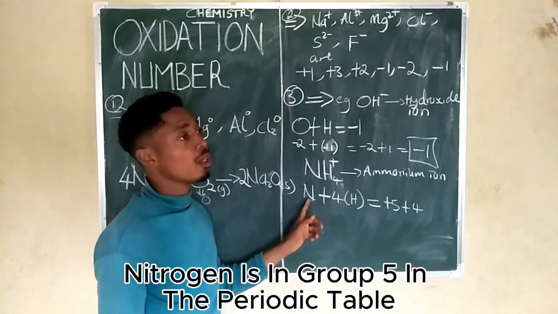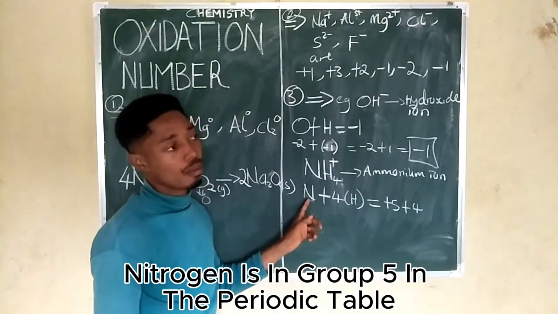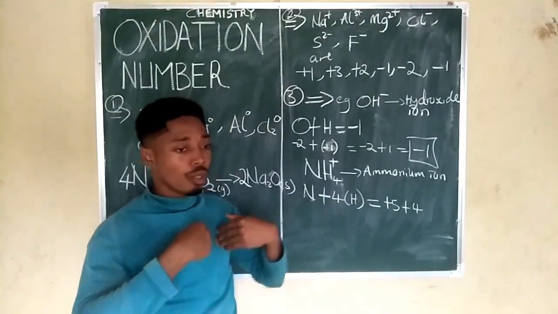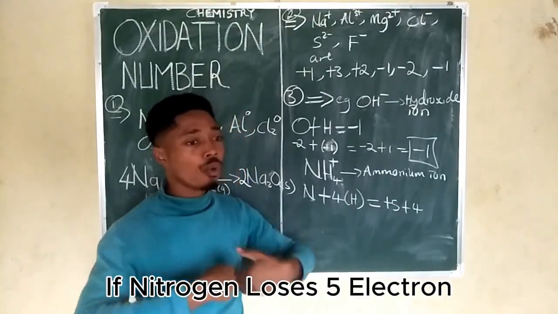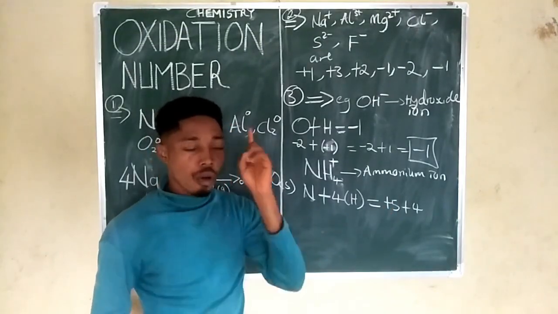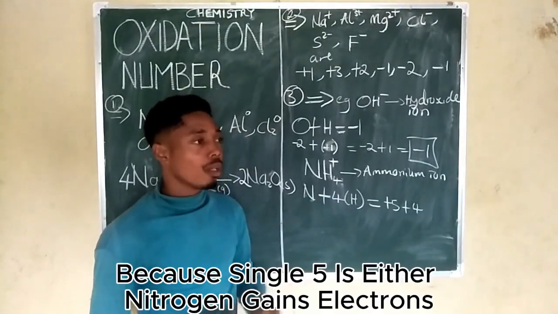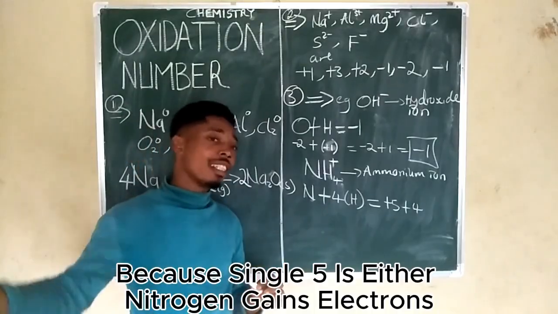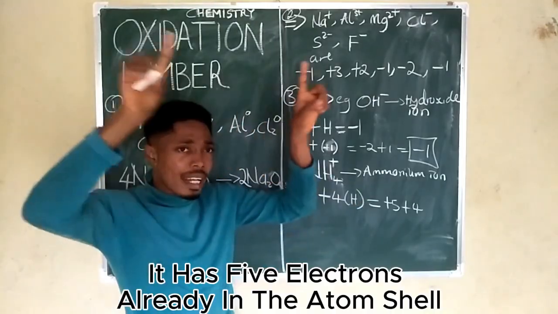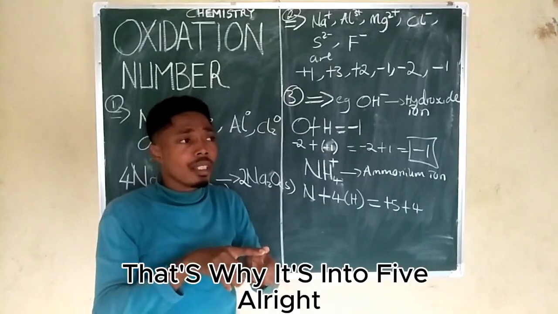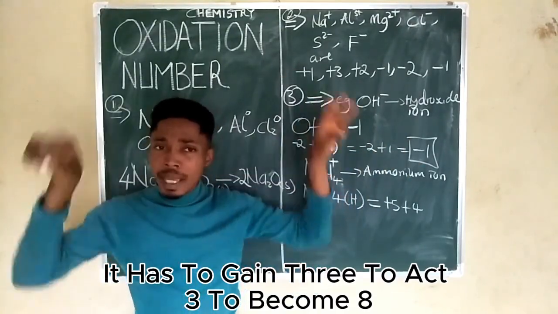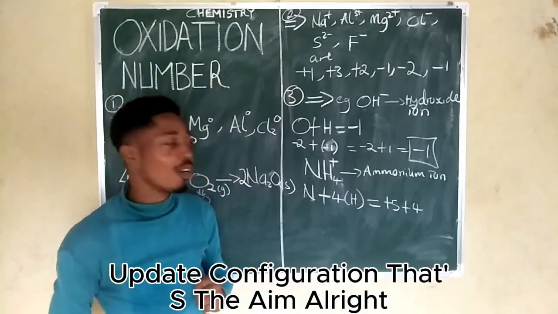Nitrogen is in group 5 in the periodic table. That means that either nitrogen loses 5 electrons, and if nitrogen loses 5 electrons, the oxidation number of nitrogen will be plus 5. Or another possibility, because it's in group 5, is that nitrogen gains electrons. How many electrons will nitrogen gain? It has 5 electrons already in the atom's shell. If it's gaining electrons, it has to gain 3 to become 8. Octet configuration, that's the aim.